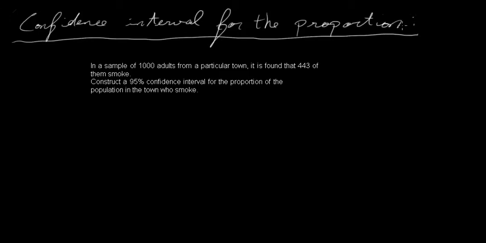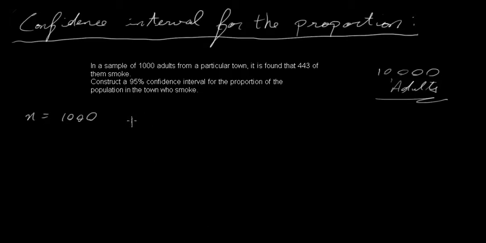Now we're going to look at what's called a proportion, and we're going to look at people who smoke in this particular town. And again, let's say the town has maybe 10,000 adults. Rather than asking every single adult in the town, which is going to take a long time, do you smoke, yes or no, we're just going to take a sample. So we took a sample of 1,000 of those adults, so our n here is going to be 1,000, and we found that 443 of them smoke.